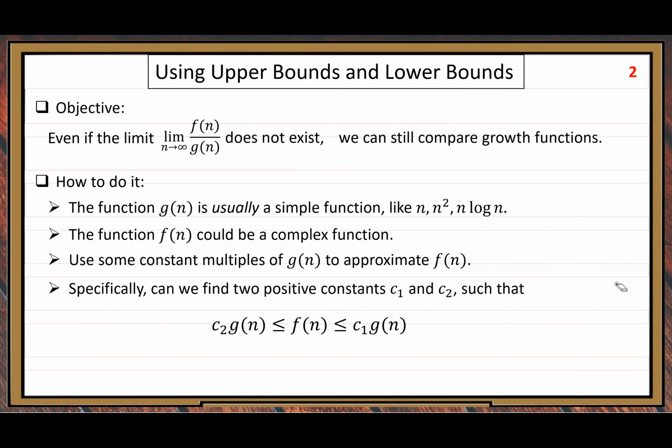So from this inequality, we can describe f of n, a relatively more complex growth function, using two bounds: C2 times g of n is the lower bound, and C1 times g of n is the upper bound. Using the upper bound and the lower bound, we can describe the approximate range for f of n. That gives us an idea. You have a growth function f of n, and when we compare it with g of n, it is greater than C2 times g of n and less than C1 times g of n.